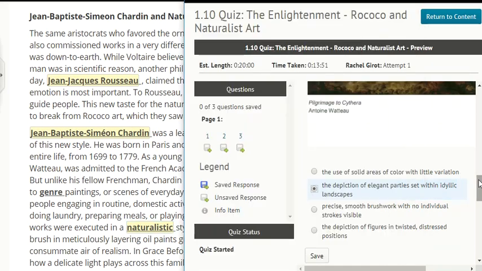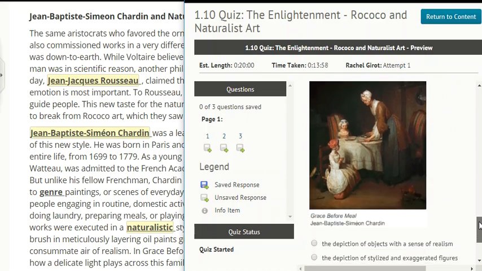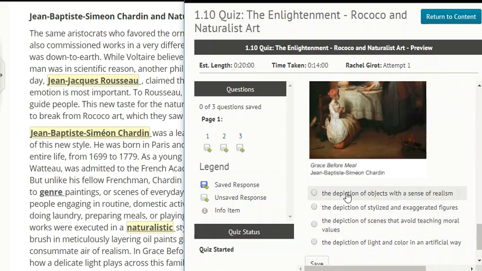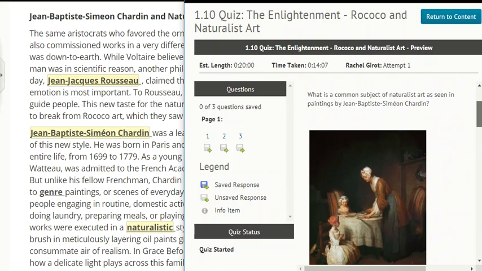I think we have a question related to this. It says, what is a characteristic of paintings by Jean-Baptiste Siméon Chardin? And let's see, it says the depiction of objects with a sense of realism. Very good.